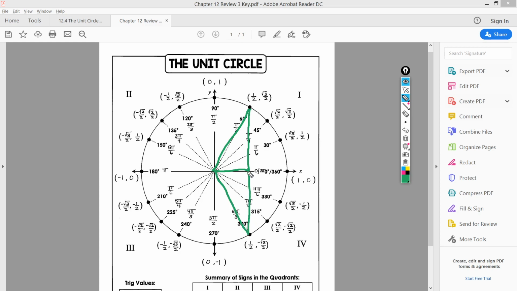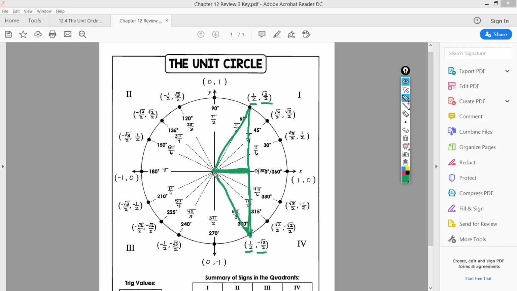And notice here, this is 1/2, root 3 over 2. This x component is positive. So this is 1/2. This is 1/2. My y component, though, is going down now. So instead of being positive root 3 over 2, it's negative root 3 over 2. Okay? That's it. This whole thing is repetition.